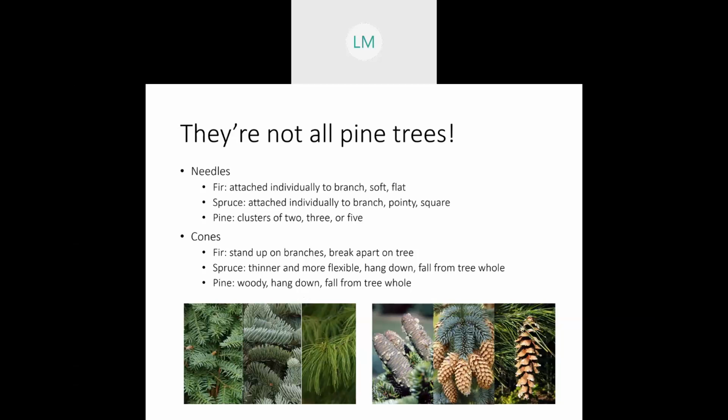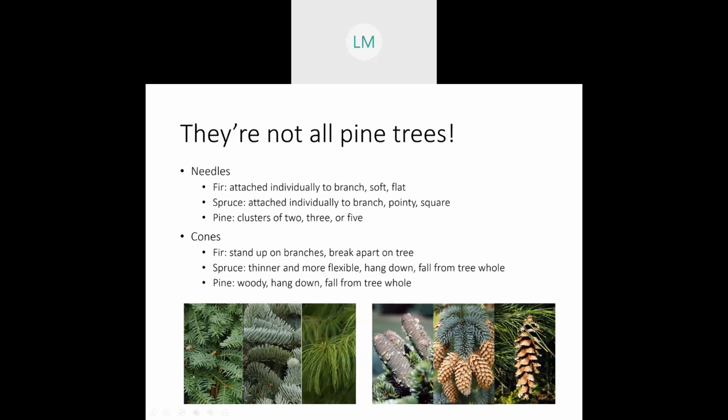Okay, so when it comes to the needles, fir tree needles are individually attached to the branch. So each needle is going to be attached to that branch. They're also very soft, very pliable. You can move them around, and they're flat. So you can't easily roll them between your fingers because they're flat.